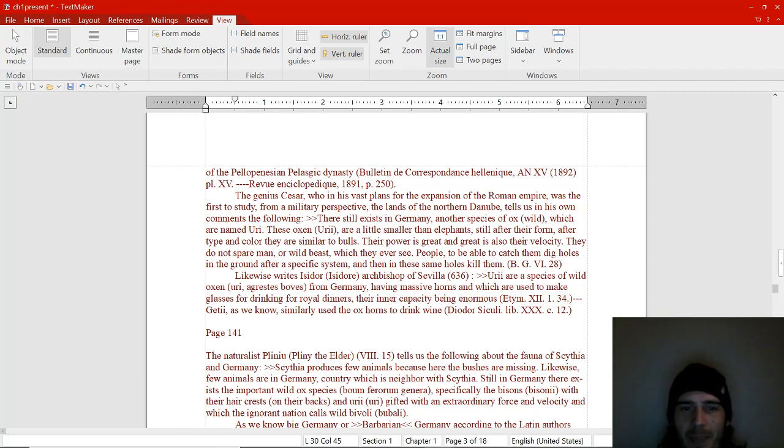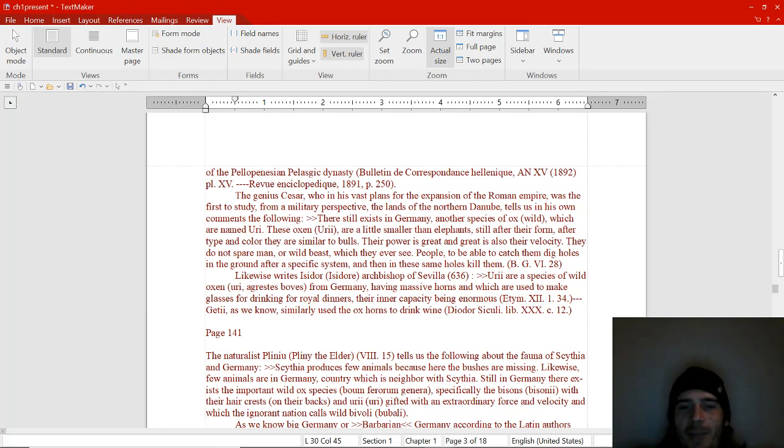They do not spare man or wild beasts which they ever see. People, to be able to catch them, dig holes in the ground after a specific system, and then in the same holes kill them. And then the reference, which apparently belonged to Caesar, which I'm assuming he got from the Vatican libraries because Densusianu spent like 9 months in the Vatican libraries, something which none of us will ever get to do.